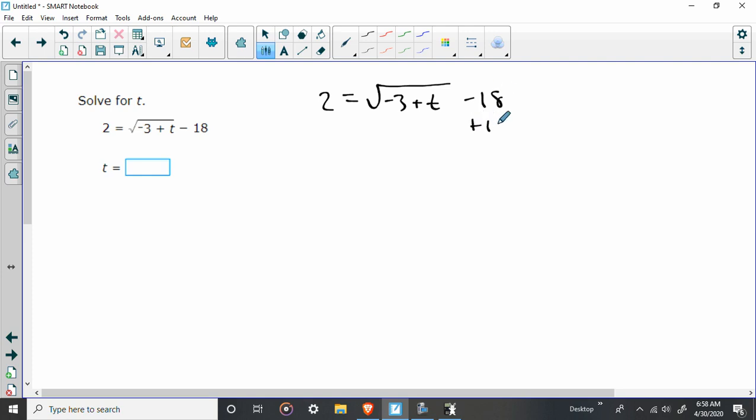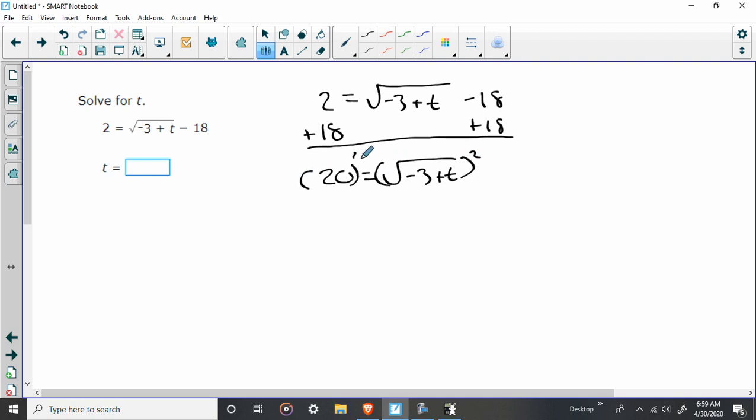So let's start with that, plus 18 on both sides. Okay, it's 20, negative 3 plus t. Okay, again, let's square on both sides. Now that that's isolated, we can square on both sides. This will be negative 3 plus t on this side, and 20 squared is 400. Let's add 3. Now the t is equal to 403.